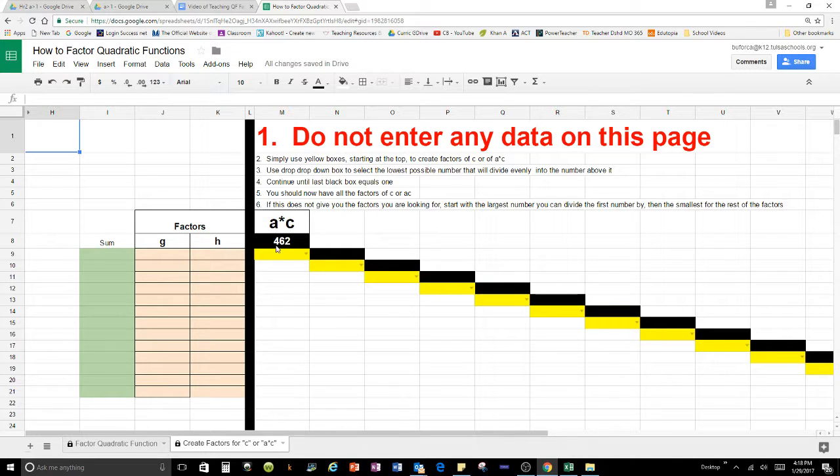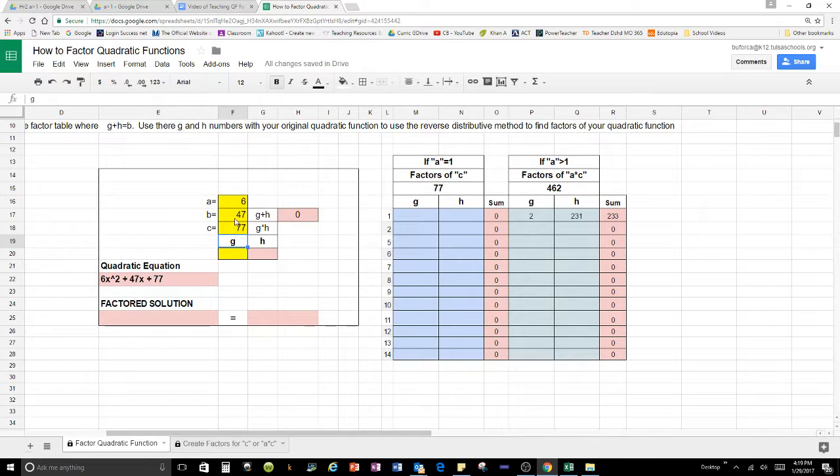Okay? So remember, the rule is to look for the smallest number that will divide evenly into whatever number we're dealing with. And since this is an even number, we'll select 2. Again, we know that these two numbers multiplied together equal 462, but we're looking for two numbers that sum to 47. We want a B where G plus H equals 47, and G times H equals C times A, which is 462. Okay?